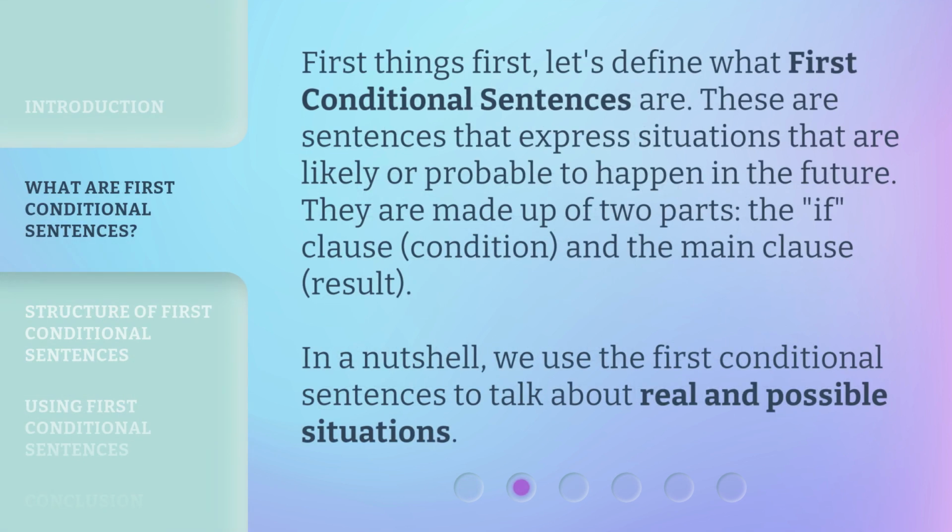First things first, let's define what first conditional sentences are. These are sentences that express situations that are likely or probable to happen in the future. They are made up of two parts: the if clause, the condition, and the main clause, the result. In a nutshell, we use the first conditional to talk about real and possible situations.